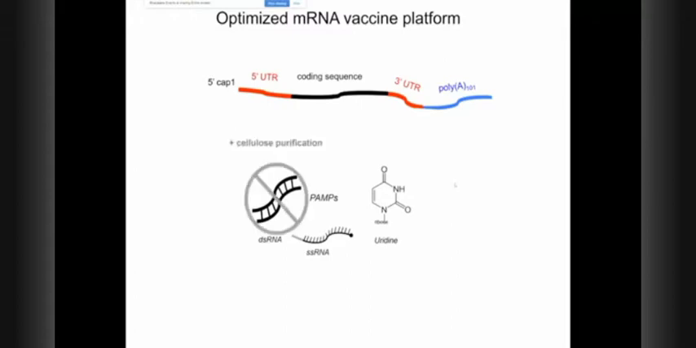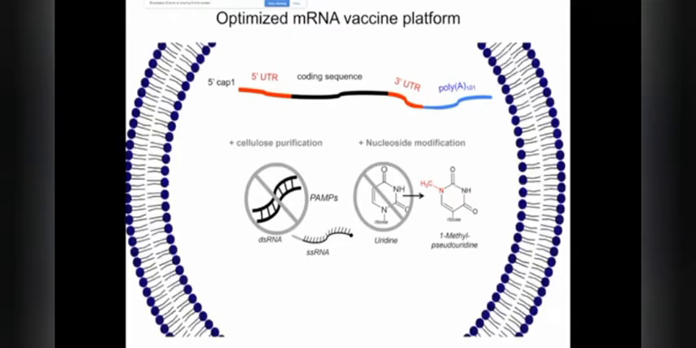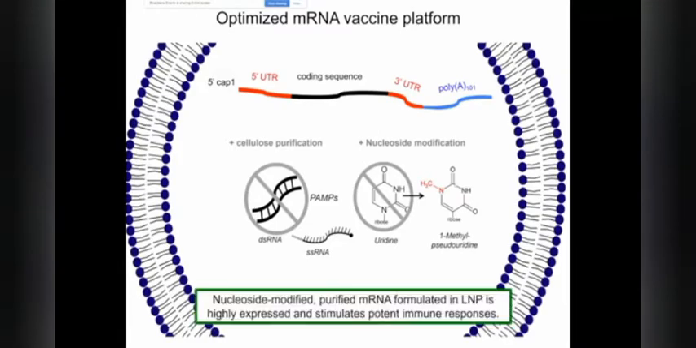So we purify the in vitro transcribed messenger RNA to get rid of this double-stranded RNA contamination, and we also replace uridines with 1-methyl pseudouridine that further contributes to the high translatability of the messenger RNA. Once we make the RNA that is purified and nucleoside modified, it gets formulated into lipid nanoparticles, and these special lipid nanoparticles protect RNA from extracellular degradation, and it also helps to induce potent immune responses.